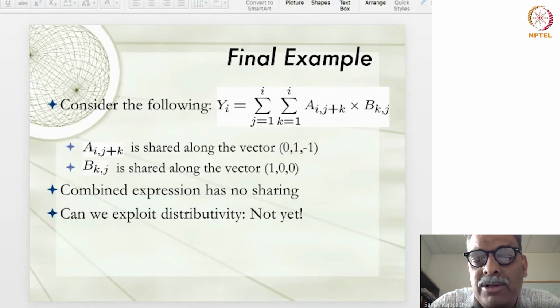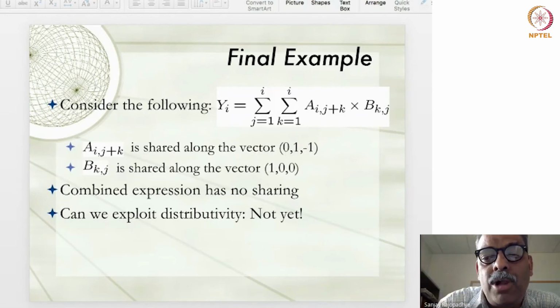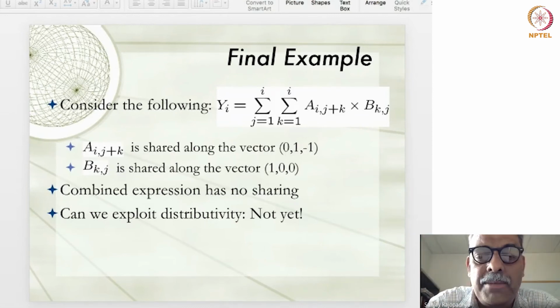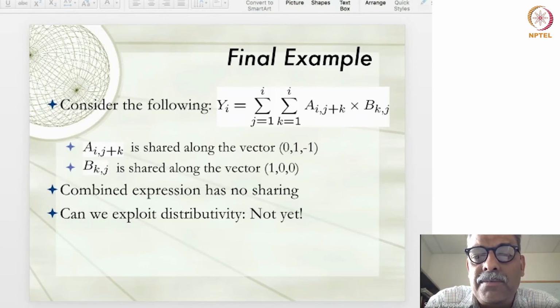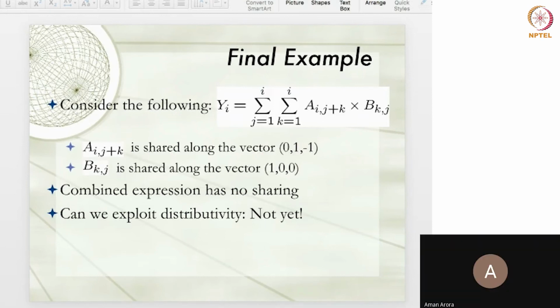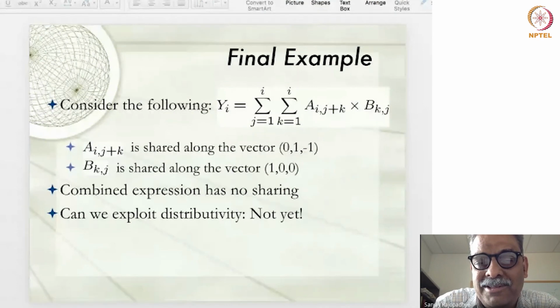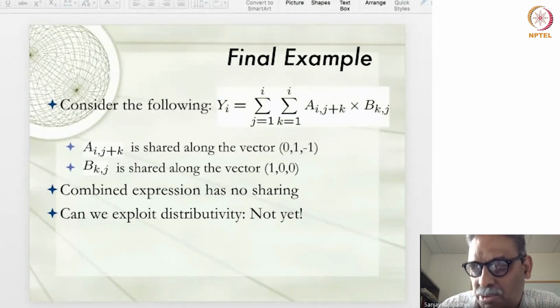But along these directions, I cannot somehow pull out something outside the sigma, right? None of these terms can be pulled outside the summation. Do you agree? Just think of it as doing the algebra. Yes, you can't pull it out. So you cannot exploit distributivity.